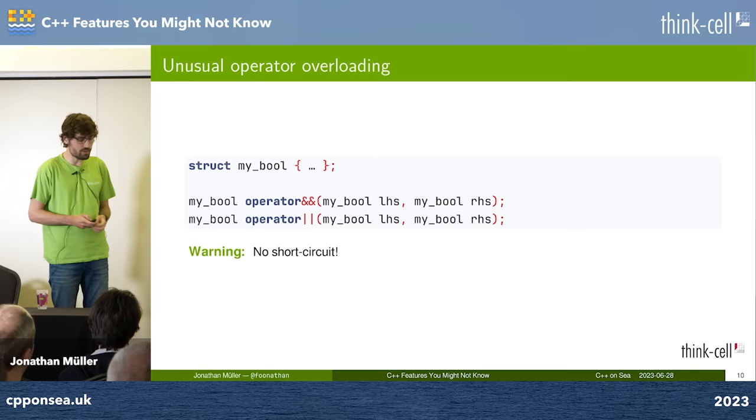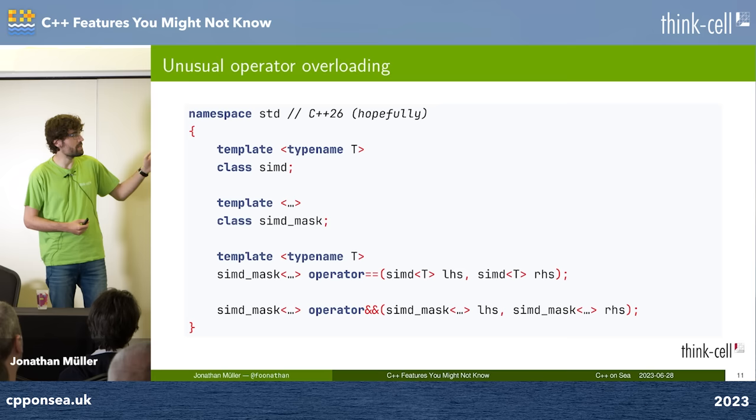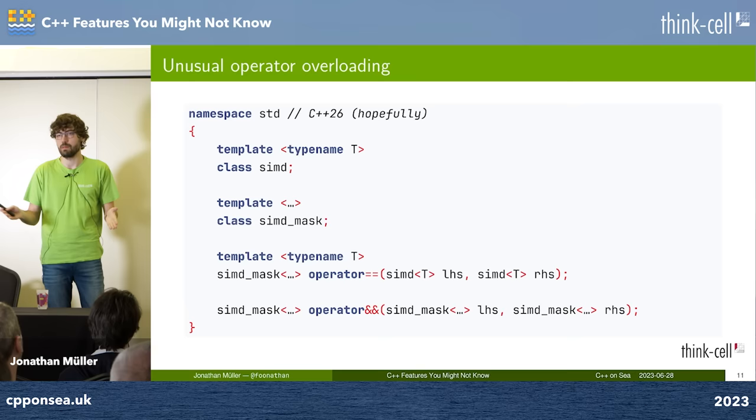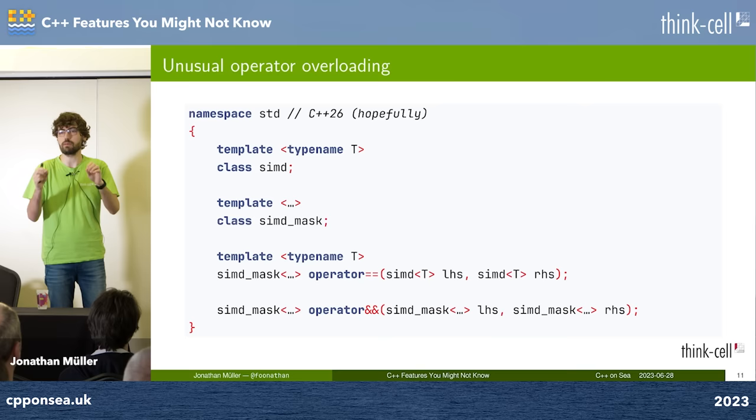Well, I actually saw something a couple of weeks ago at the standardization meeting in Varna. So C++26 will hopefully get std::simd, which gives access to SIMD operations. So we've got a simd of T, for example, a simd of float, which is essentially like an array of floats. And then you can do element-wise operations. For example, you can do an element-wise comparison. And this comparison will return a simd mask, which is essentially a simd of bool. So if you compare two simd values, let's say they contain three values, you will get three bools, one for each result of the comparison.